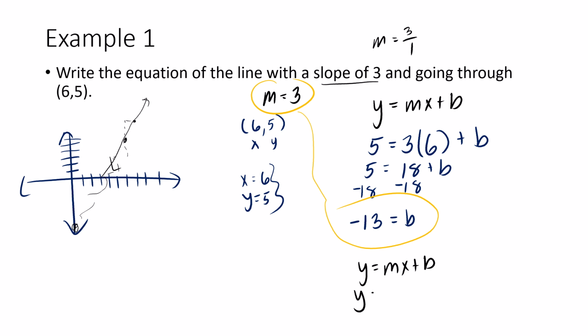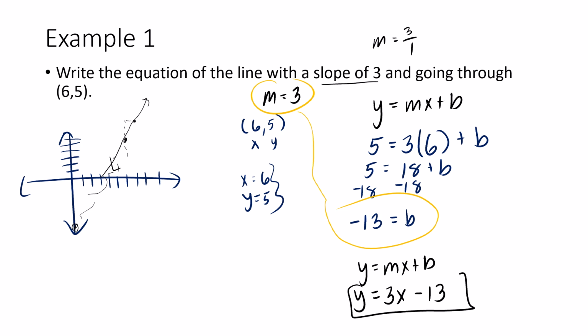line. So remember, we were just borrowing the 6 and the 5. We're not keeping it. We were borrowing it in order to find b. Now we're going to put those back, and all we need to do is plug in the values for our m and our b. So we'll have 3x minus 13.